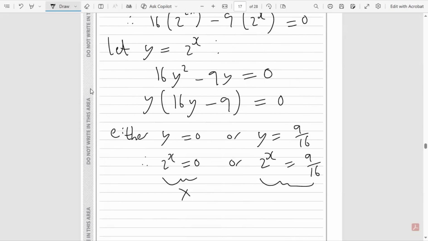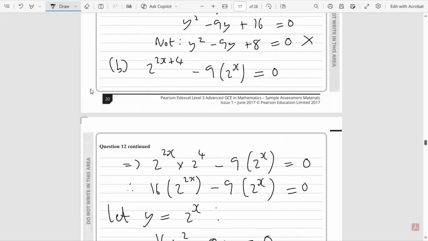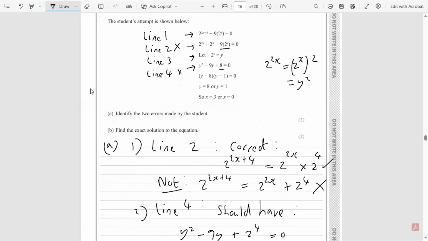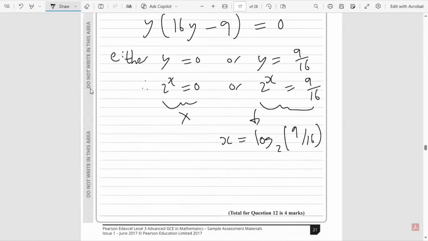So in this case, we can use logs. So this means that x is equal to log base 2 of 9 over 16. So that's going to be our answer. I'm just going to check if we wanted an exact answer, find the exact solution. Yeah, so that would be our exact solution there to the question. So x equals log base 2 of 9 over 16.